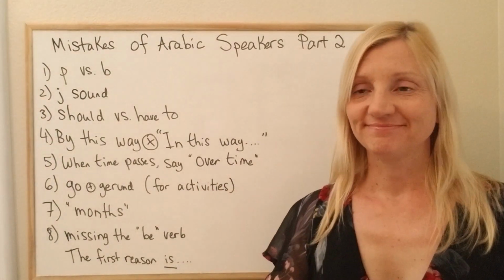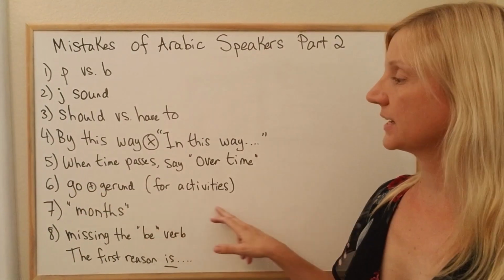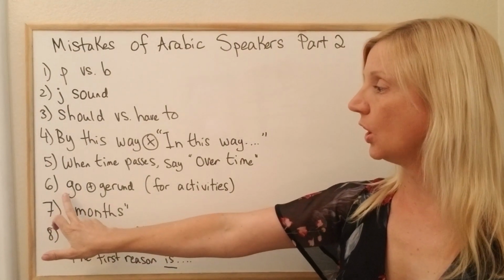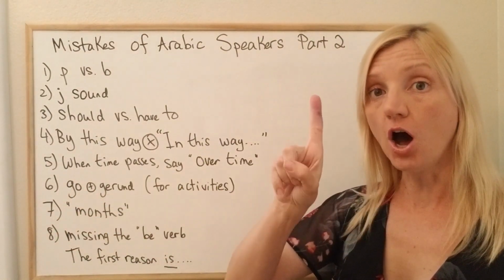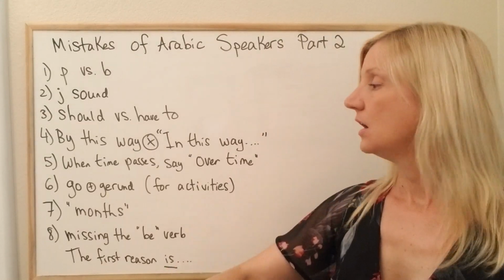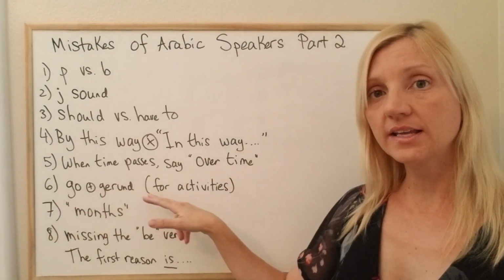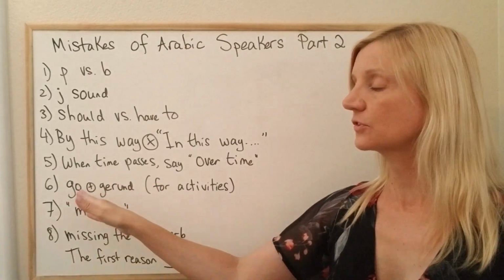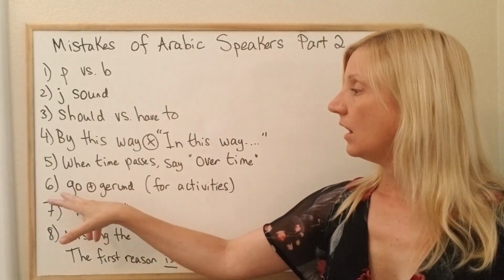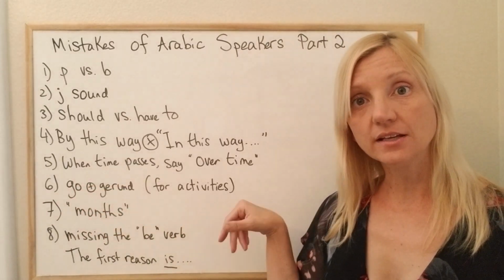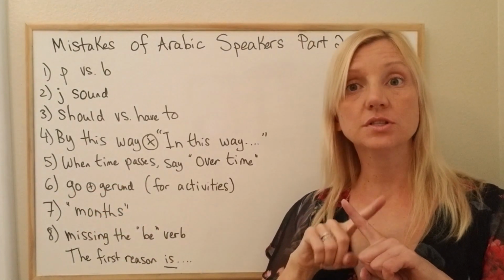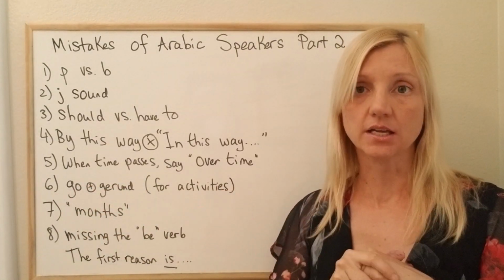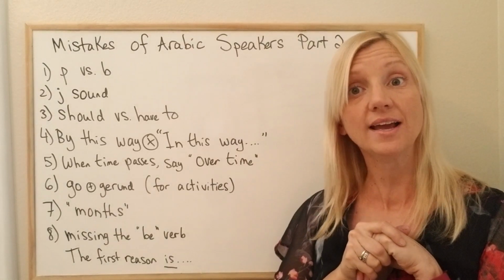Number 6. When we talk about activities, we use the verb go, okay? Not do. So it's, I go hiking on the weekends. I go running at night. The past of go, of course, is went. I went swimming yesterday. Okay? Do not use the do verb. That's the mistake. I hear people say, I like to do hiking.